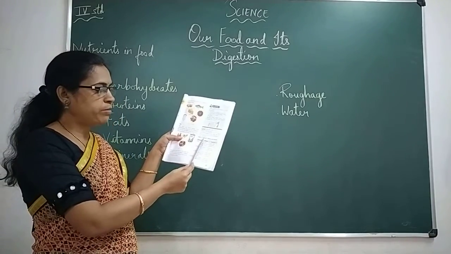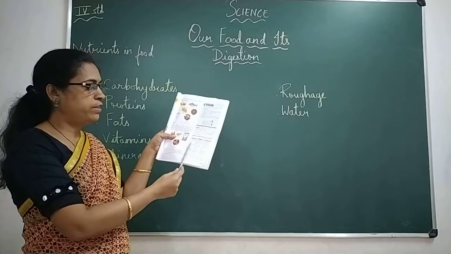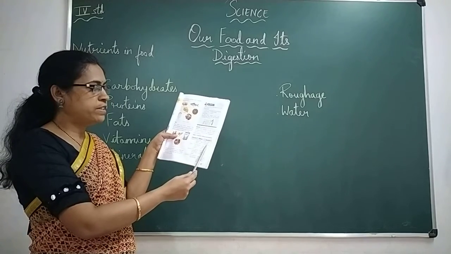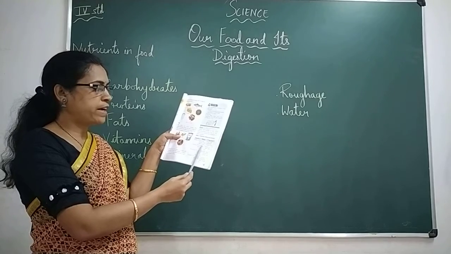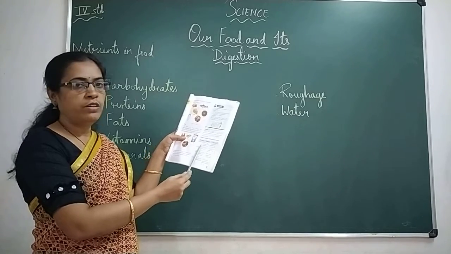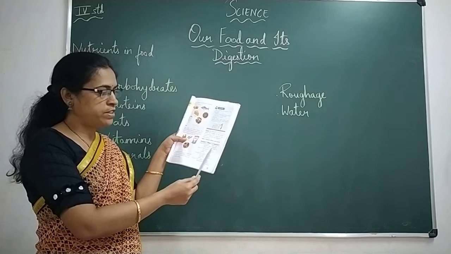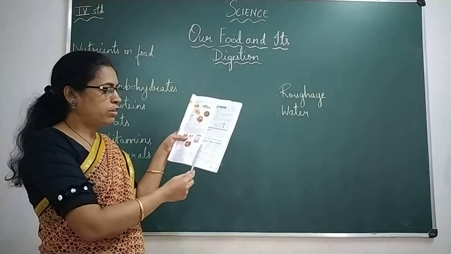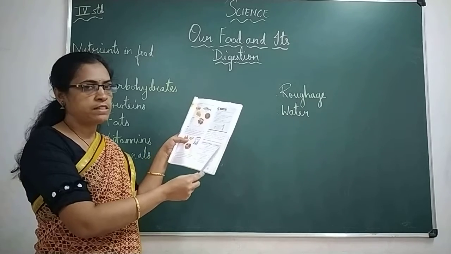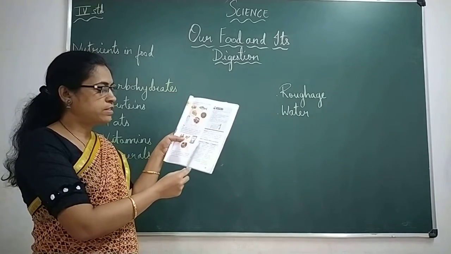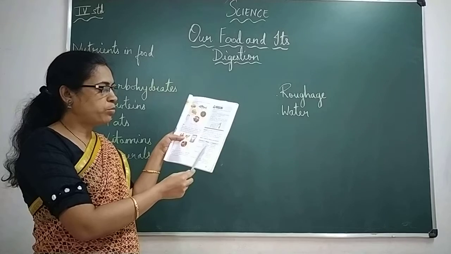Vitamins, effects and sources. Vitamin A: leafy vegetables, pumpkin, etc. It promotes growth and helps night vision. If we eat these leafy vegetables or pumpkin, they contain vitamin A. So it is helpful for night vision and promotes growth.